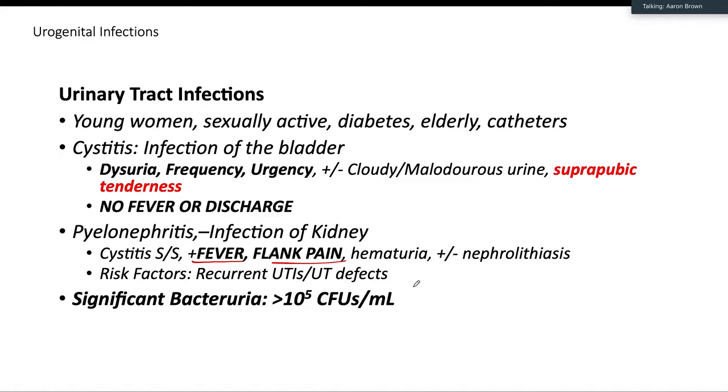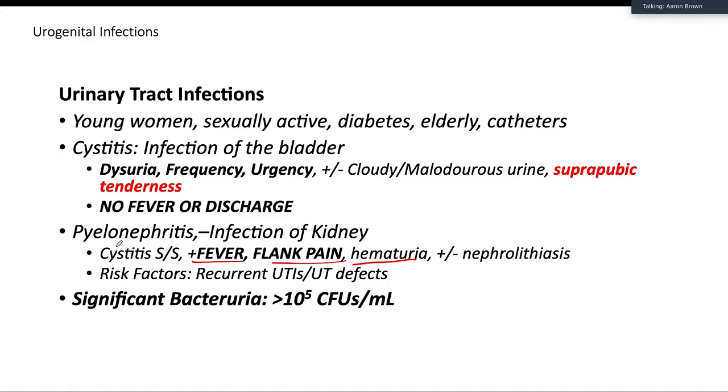We can see hematuria, but that's really going to be later on. You can have pyelonephritis without having hematuria. Don't get it twisted. That can be there. It can be microscopic, meaning you would need a microscope to even be able to see the blood in the urine, but it can be there.